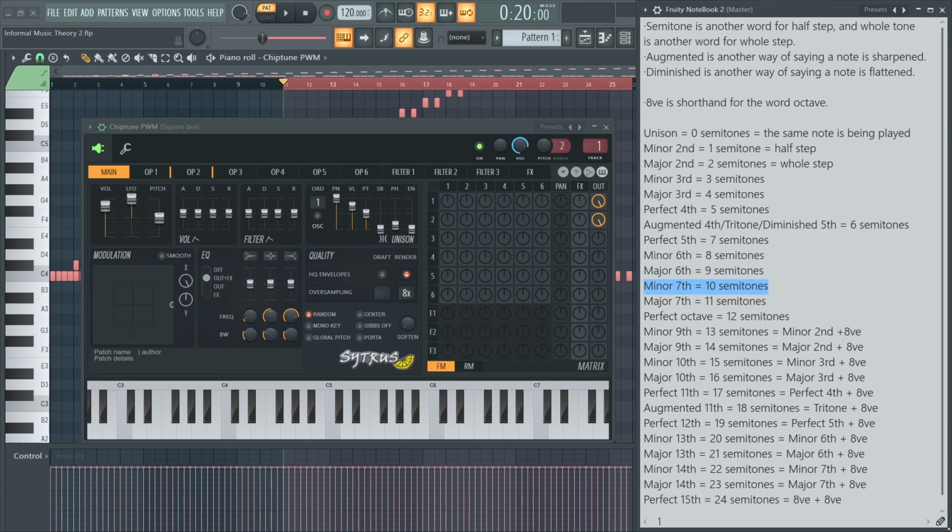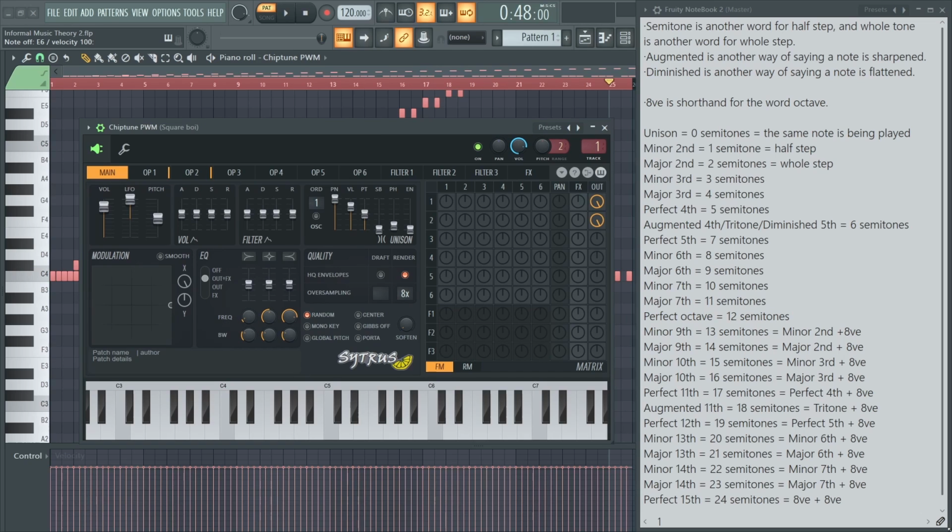Here's a minor seventh, which is 10 semitones. Here's the major seventh, which is 11 semitones. Here is the perfect octave, which is 12 semitones. I just want to note that an octave is whenever a note repeats on the keyboard. So if I pick D, for example, the next octave of D is here. Or the octave below this D is right here.